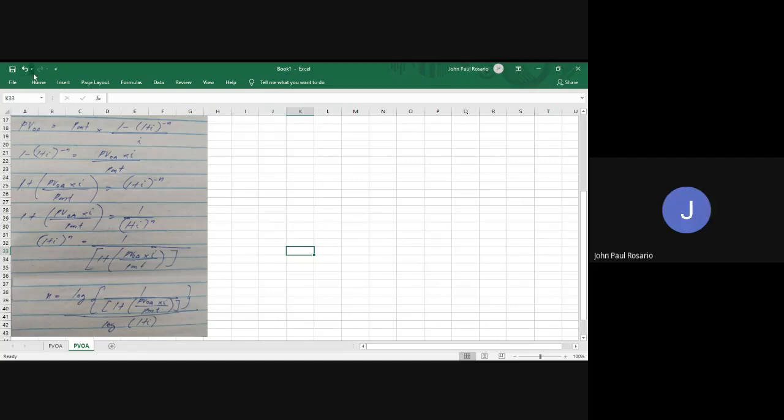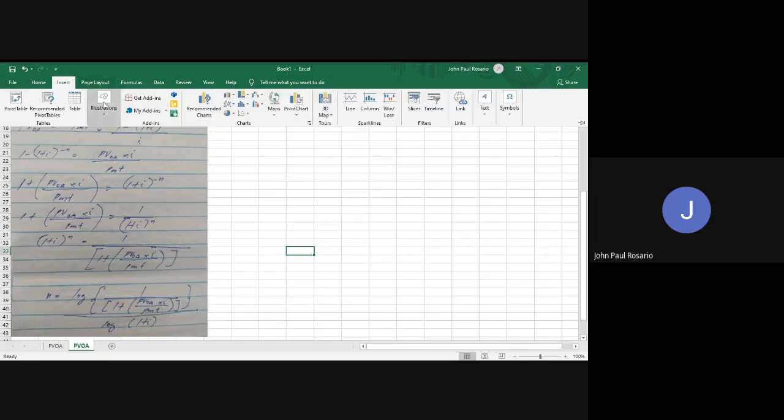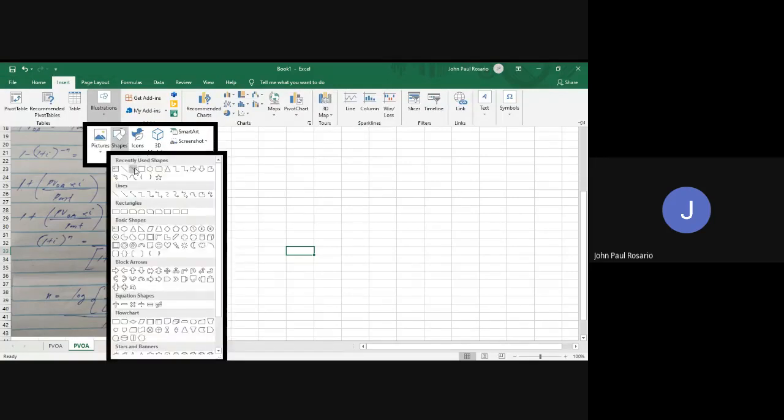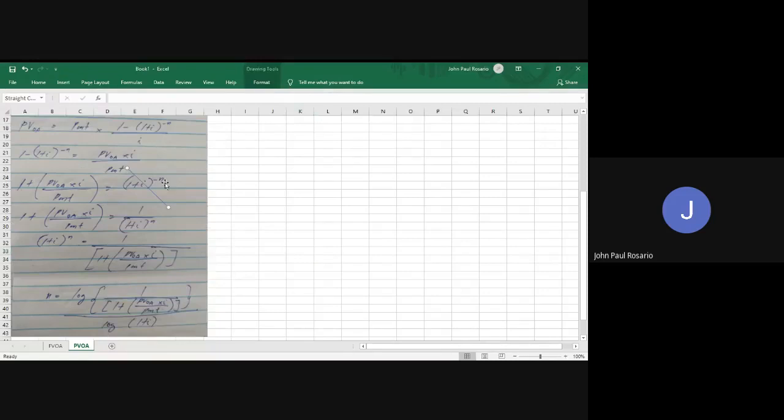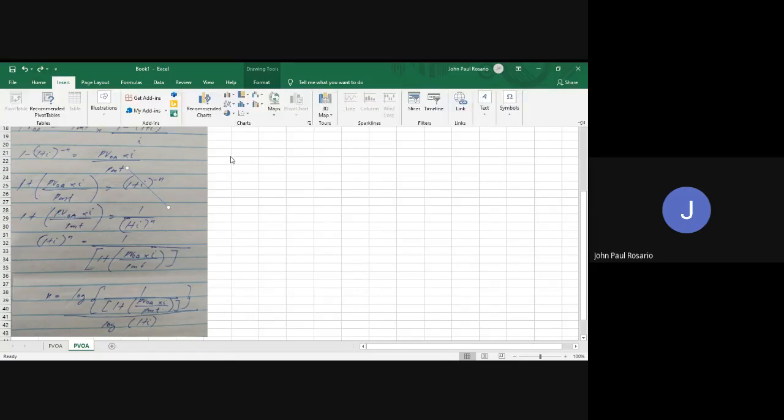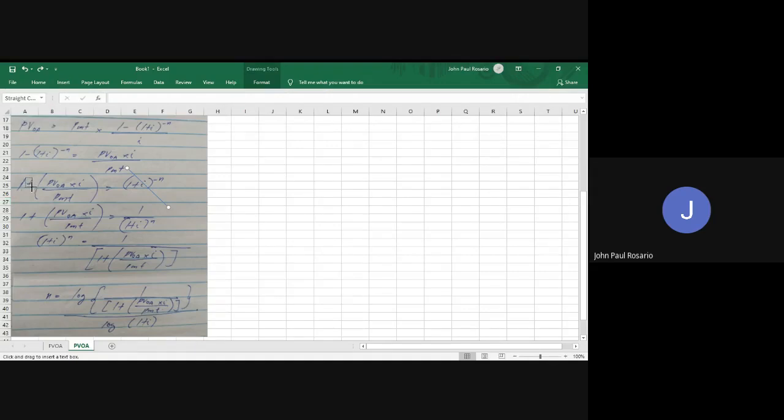Insert. Illustration. Line. Insert. Text box. Okay. Minus. This is minus. Very nice. So, minus na siya, guys. Nasundan? Yes, sir.